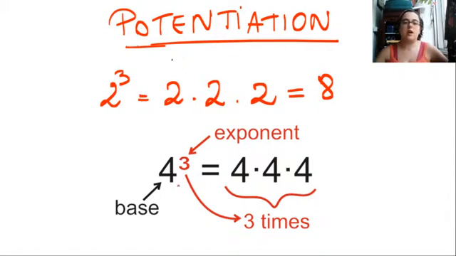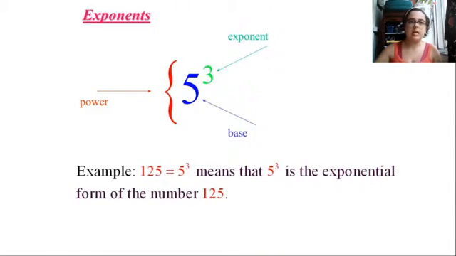So here we have 4, which we call the base, and 3, which we call the exponent. 4 times 4 times 4 is the quantity that the number 4 appears, so 3 times, right? Those are the terms we use for potentiation. Let's go. Now, again, a little review about the terms, math terms.